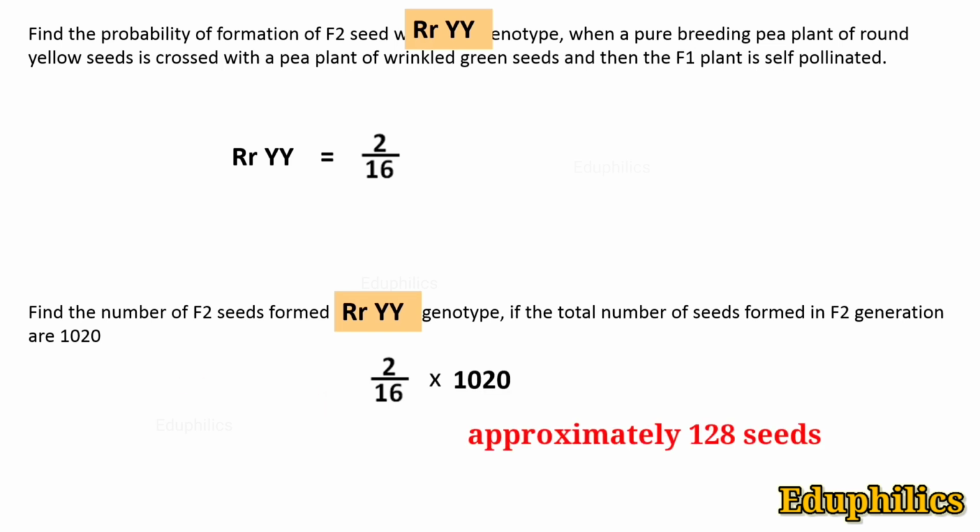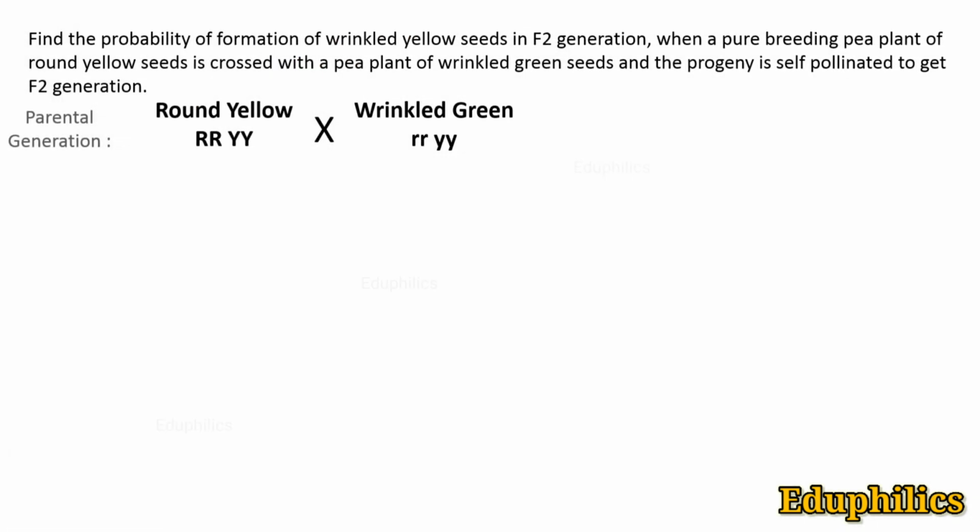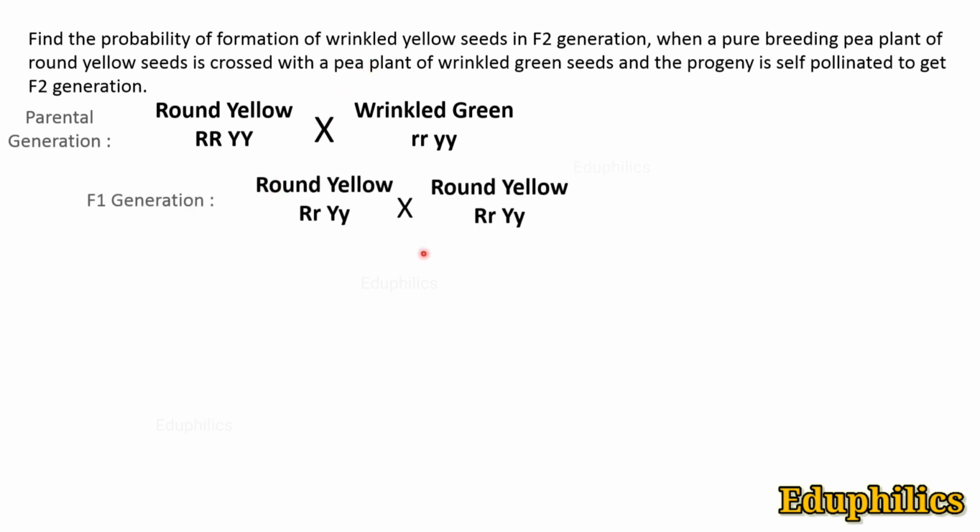Okay, let's see one last example. Here, this is also the same cross. Here we have to find the probability of formation of wrinkled yellow seeds. Previously, we found the probability of occurrence of genotypes. Now we will find the phenotype. Same parents. The plant of F1 generation is self-pollinated. Now we should find the probability of formation of wrinkled yellow seeds.